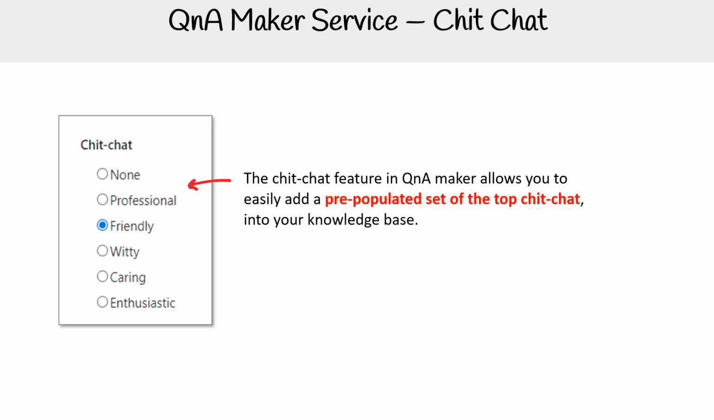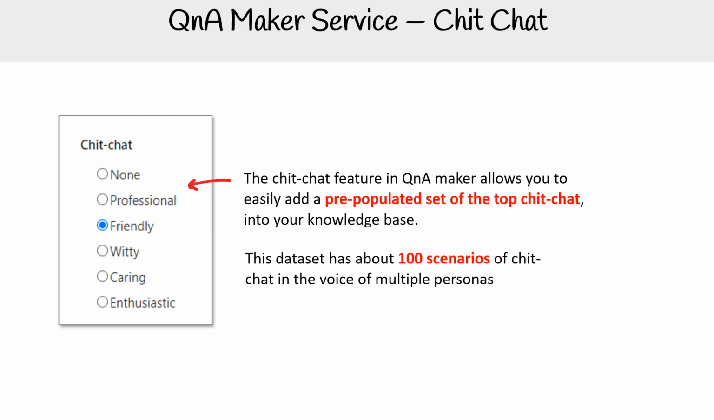Chit Chat is a feature in QnA Maker that allows you to easily add pre-populated sets of top chit chats into your knowledge base. The dataset has about 100 scenarios of chit chat in the voices of multiple personas. The idea is if someone says something random like, how are you doing? What's the weather today? Things that your bot wouldn't necessarily know. It has canned answers, and it's going to be different based on how you want the response to be.